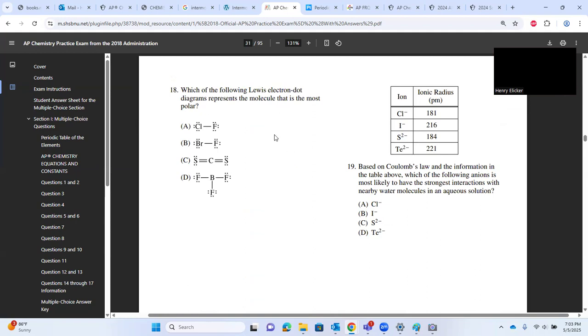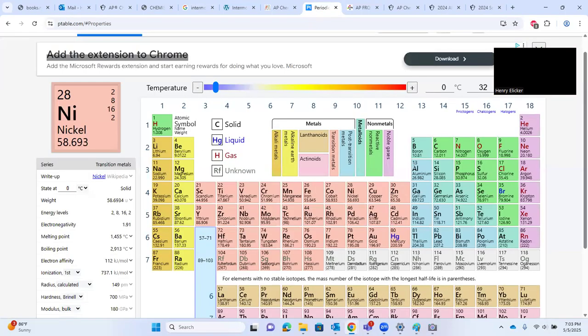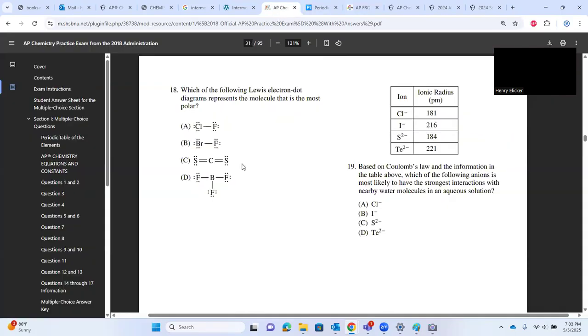In terms of polarity, it's like saying, look at the difference on the periodic table. I don't think you're going to get electronegativity values to compare. So just use your best judgment. As you go up and to the right is more electronegative.